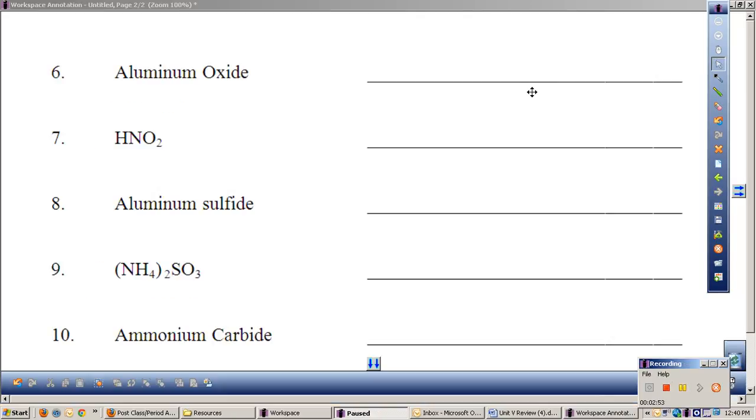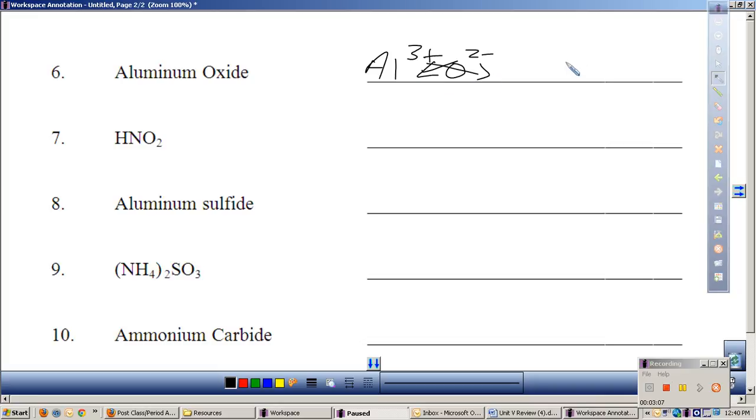Alright, so this is the next part, 6 through 10. Aluminum oxide. Aluminum has what kind of a charge, guess? 3 plus, and oxide has a charge of what? 2 minus. So we crisscross, and it's Al2O3. And that's it.